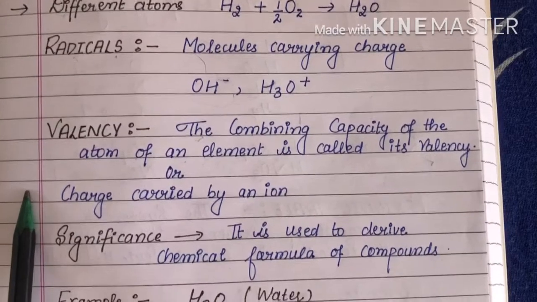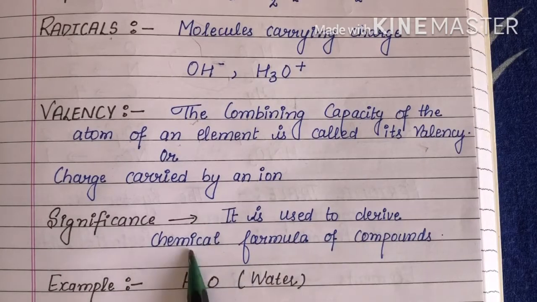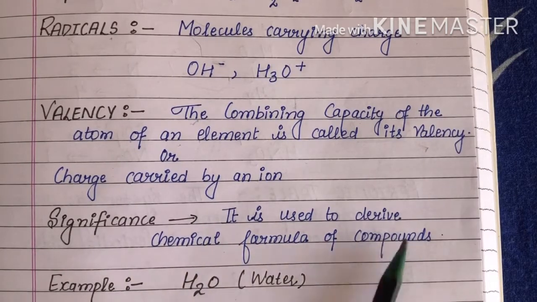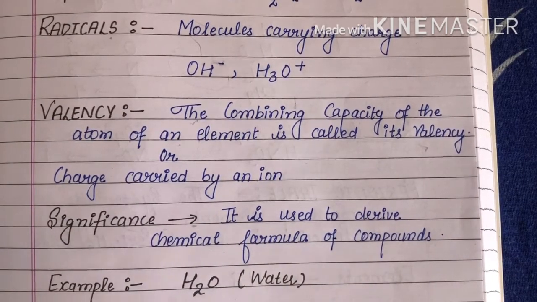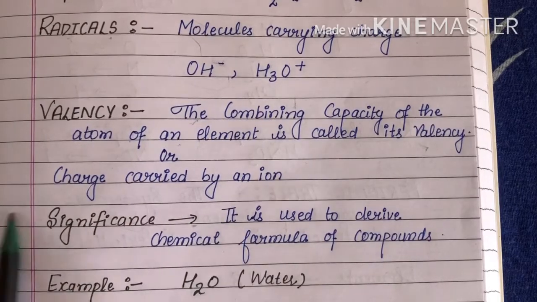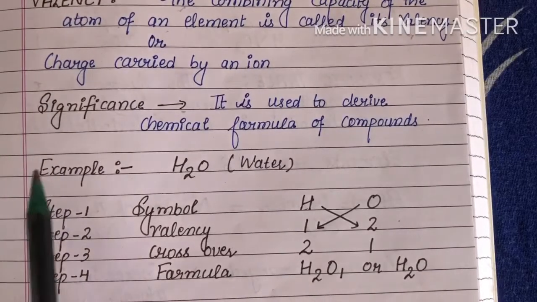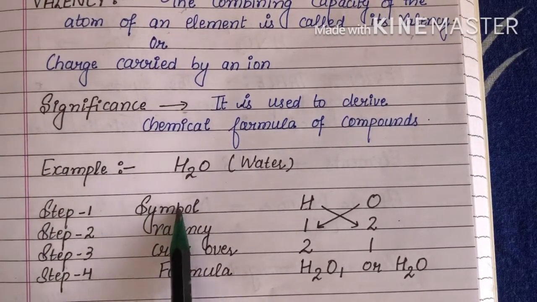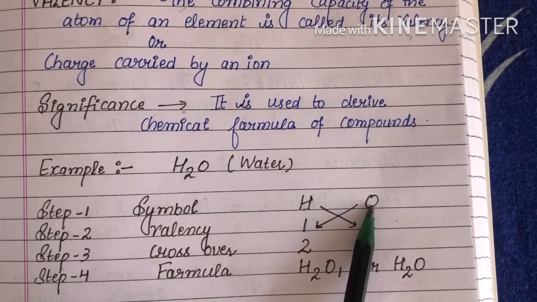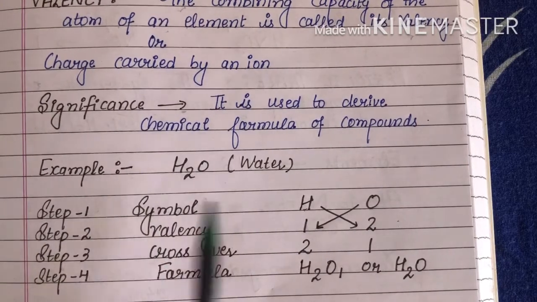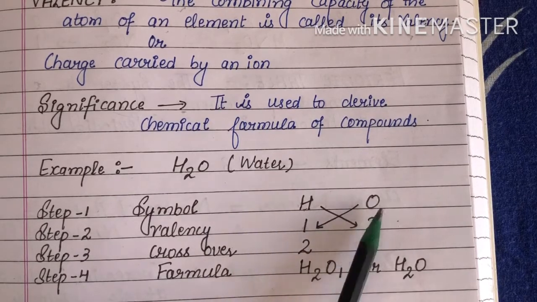So next we will read its significance. It is used to derive the chemical formula of a compound, like in the case of water. What are the steps involved in deriving the chemical formula? Our first step is to write down the symbols. For hydrogen, the symbol is H, and for oxygen, the symbol is O. Then the second step is to write down their valencies. Hydrogen valency is 1 and oxygen valency is 2.